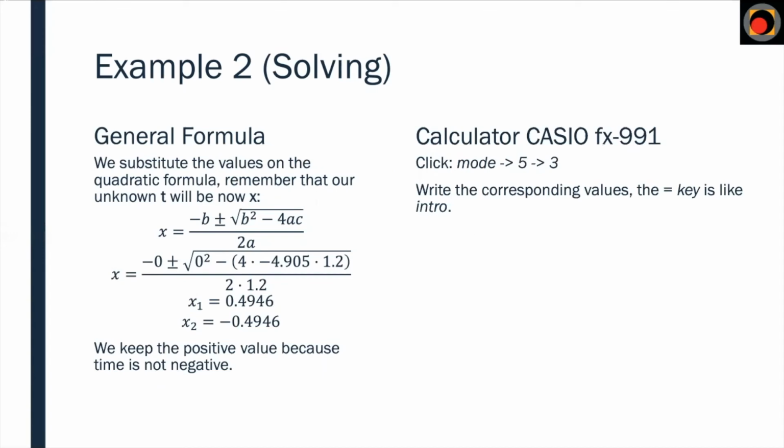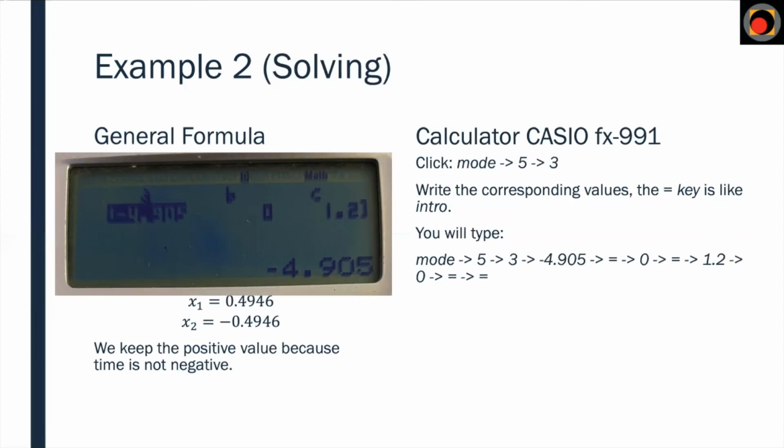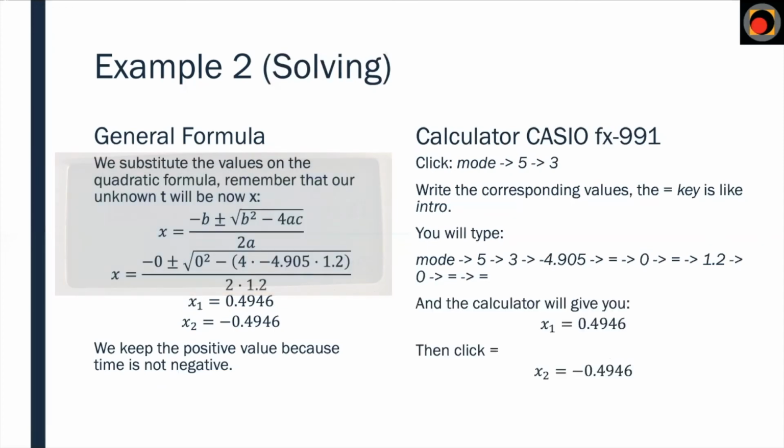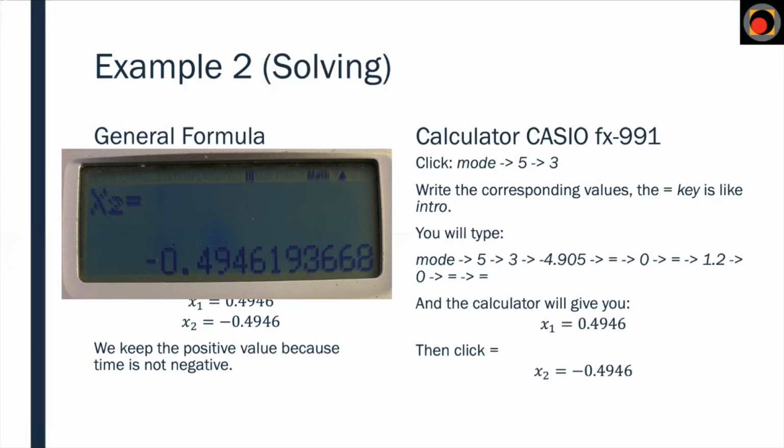We can write the corresponding values. The equal key will be like the enter key, so you will type mode 5.3, then minus 4.905 equal, 0 equal, 1.2 equal. Then you click equal, everything is ready, and you click equal once again, and the calculator will give you x1 and then x2. You can see it's exactly the same value.